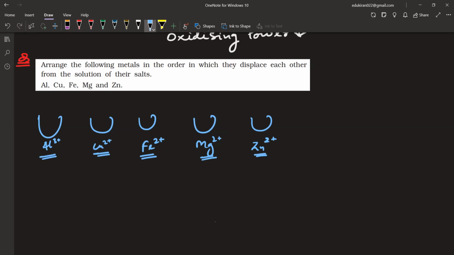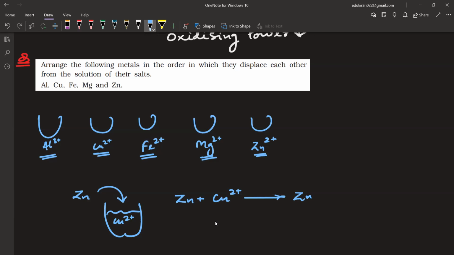Now we all know what will happen if I add zinc in the solution where I have copper 2 plus. You know what reaction will happen? Zinc plus copper 2 plus will give you what? Zinc 2 plus and copper. Correct? Yes or no? Fatima, Sarah, understood? Yes, sir. You know this reaction.